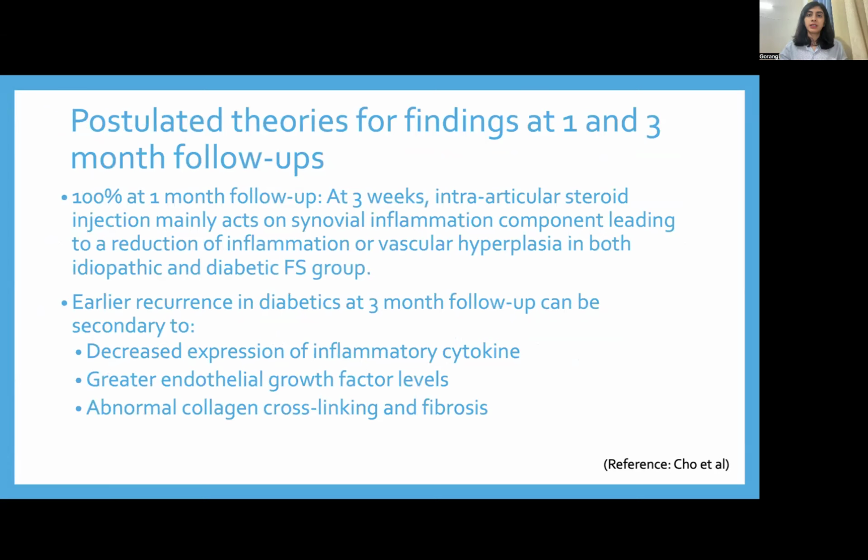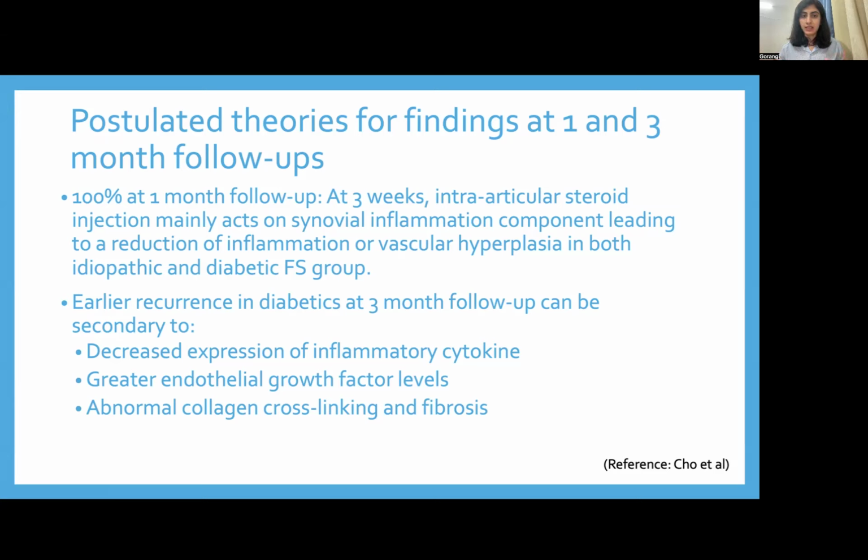So the postulated theories for findings at 1 and 3 month follow-ups. At 1 month follow-ups, the intra-articular synovial inflammation component is acted upon, leading to a reduction of inflammation or vascular hyperplasia in both groups. However, there is earlier recurrence in diabetics, which can be secondary to decreased expression of inflammatory cytokines at the outset. So there is more fibrosis, however, less inflammation. And corticosteroids are primarily anti-inflammatory, so they will not have a medium to act on.